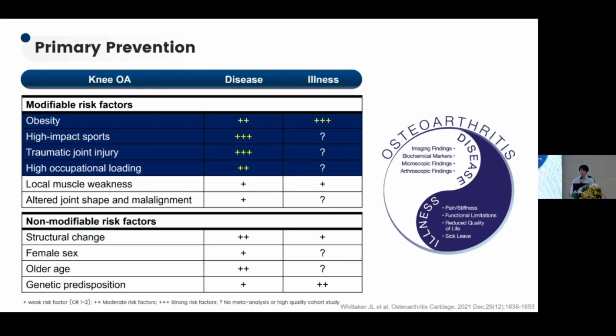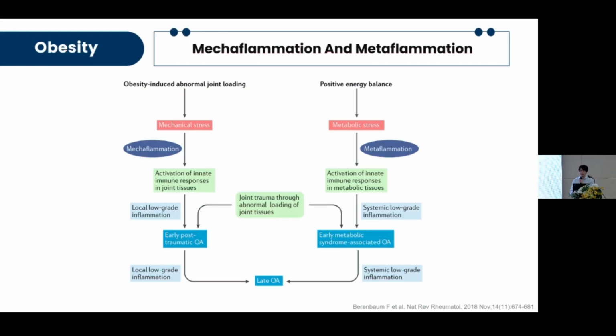This table outlines modifiable and non-modifiable risk factors for knee OA. By promoting healthy lifestyles and mitigating risk factors, we can potentially prevent OA. One significant modifiable risk factor is obesity. To understand this further, let's delve deeper into obesity and OA, highlighting macroinflammation and metaflammation.